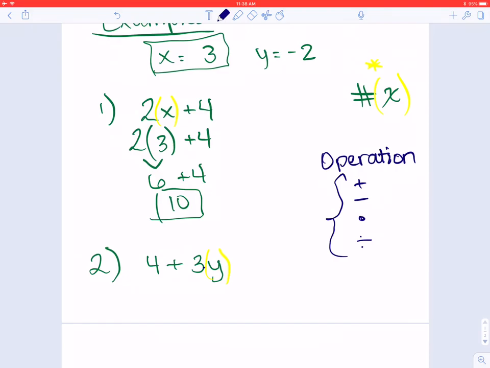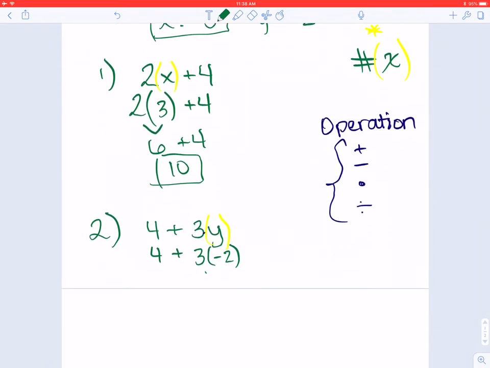So we assume multiplication, and by putting parentheses, it reminds me that when I substitute for y, I'm substituting -2, which means I'm actually doing 3 times -2. It's not 3 minus 2. It's 3 times -2. So when I multiply, I get -6. I bring down my plus 4. And I have 4 plus -6, or 4 minus 6. So I wind up with -2.